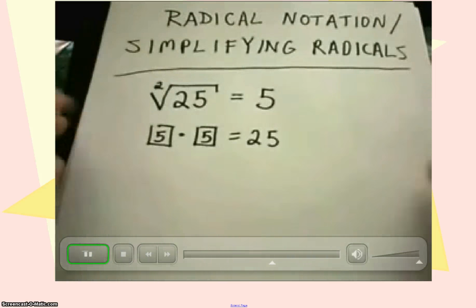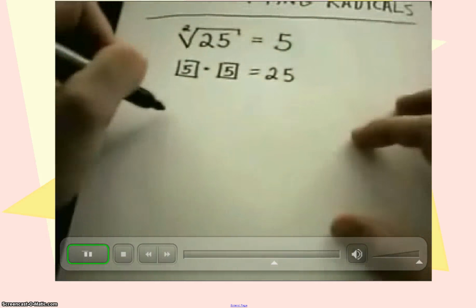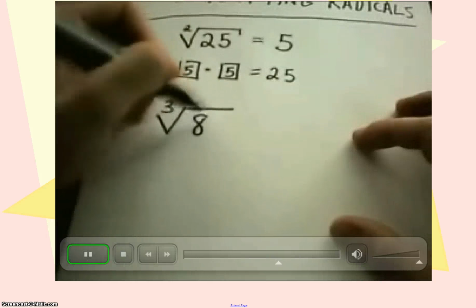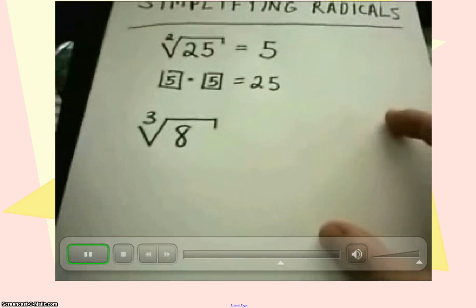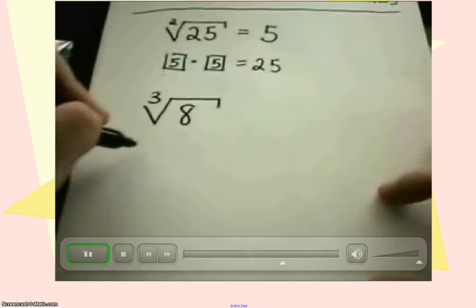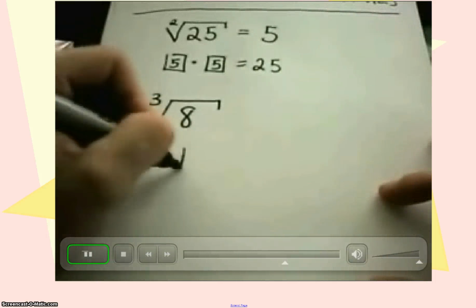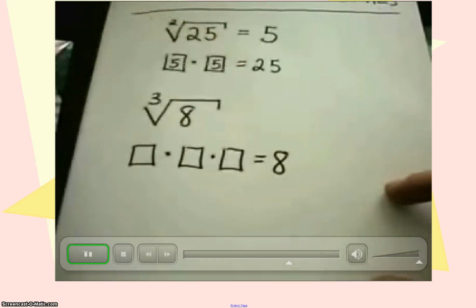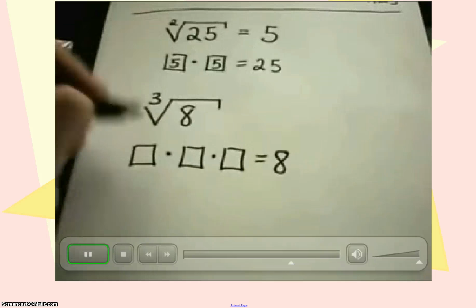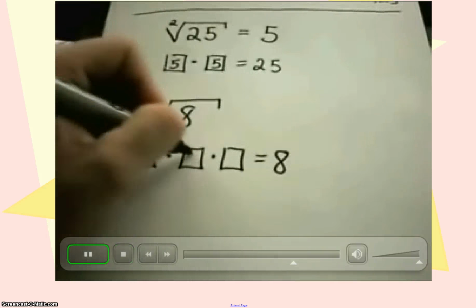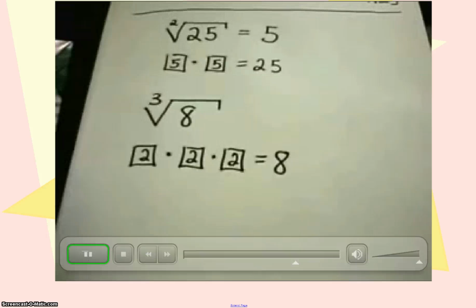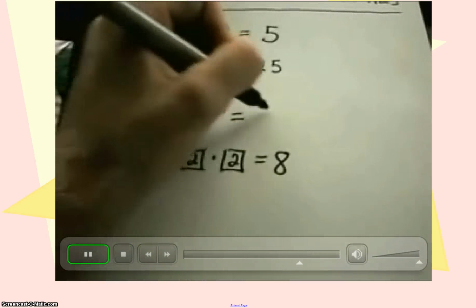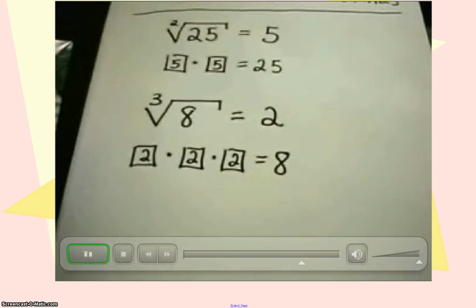So another example of this idea. Suppose we have the cube root of 8. Okay, so in this case it says I need a number multiplied by itself 3 times so that I get positive 8. Well, again, notice that 2 times 2 times 2 is positive 8, so we say that the cube root of 8 equals 2.